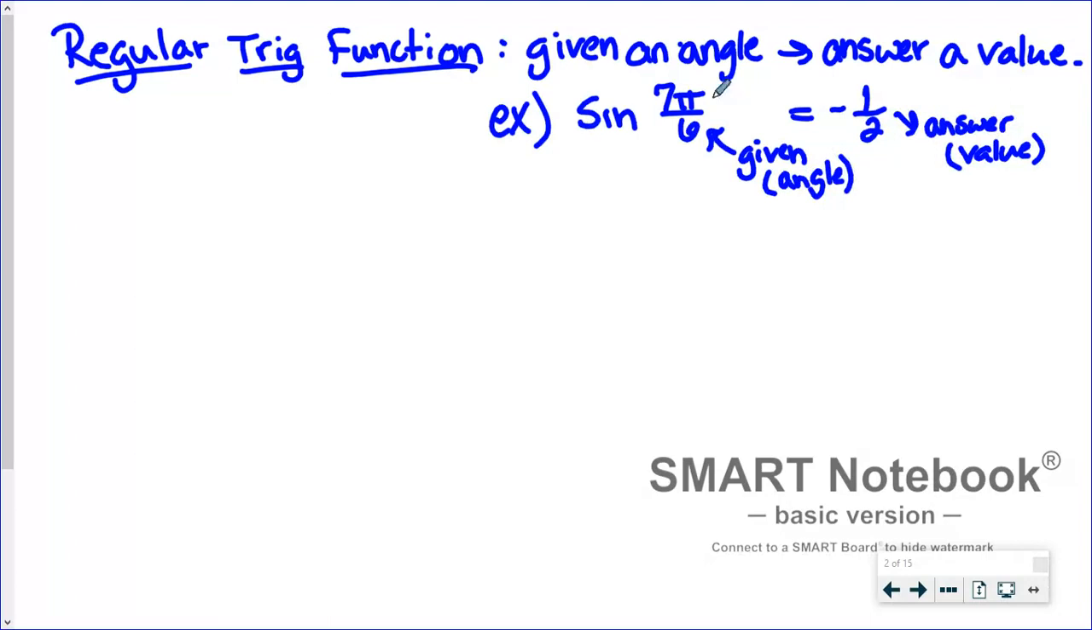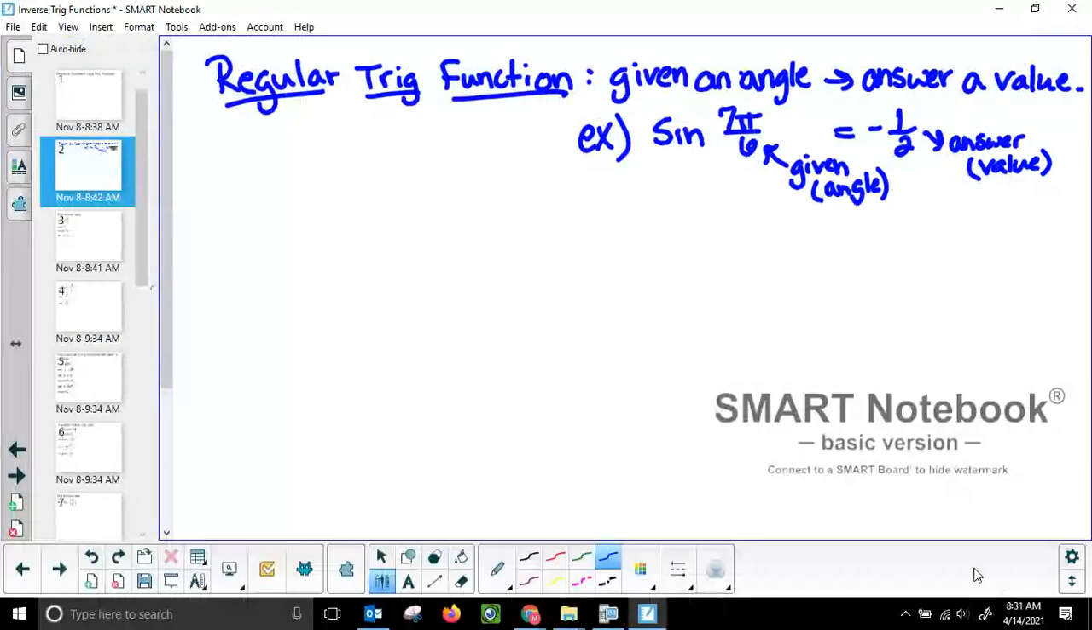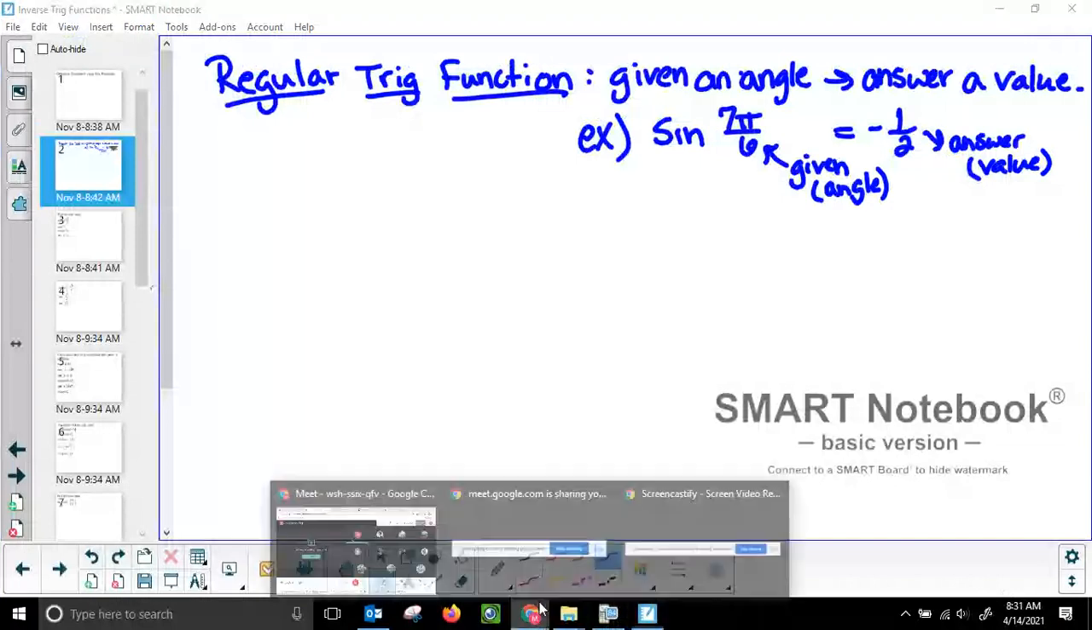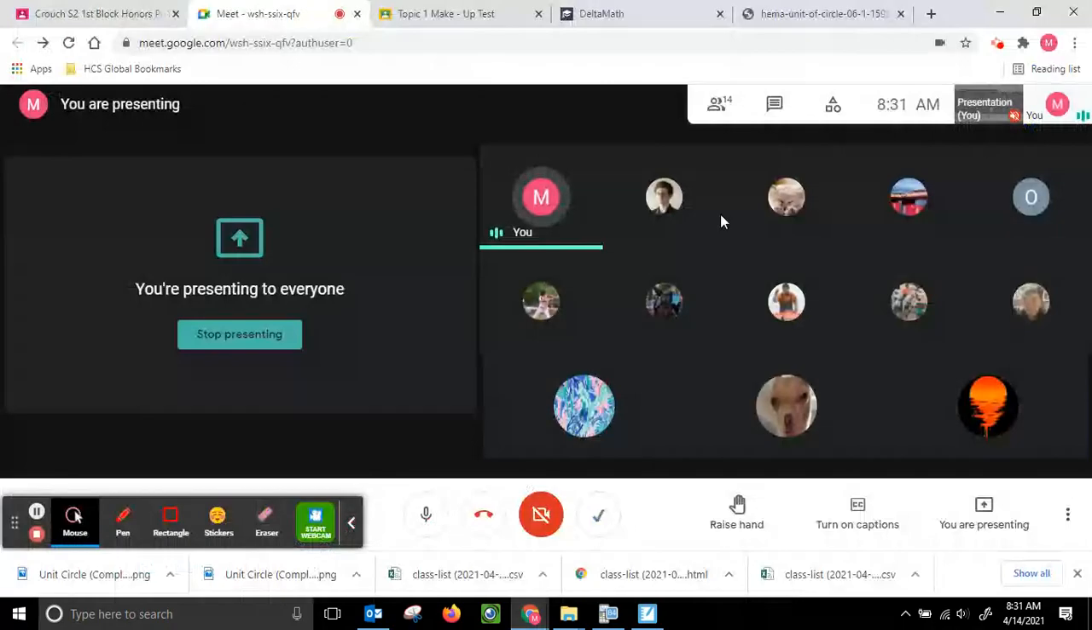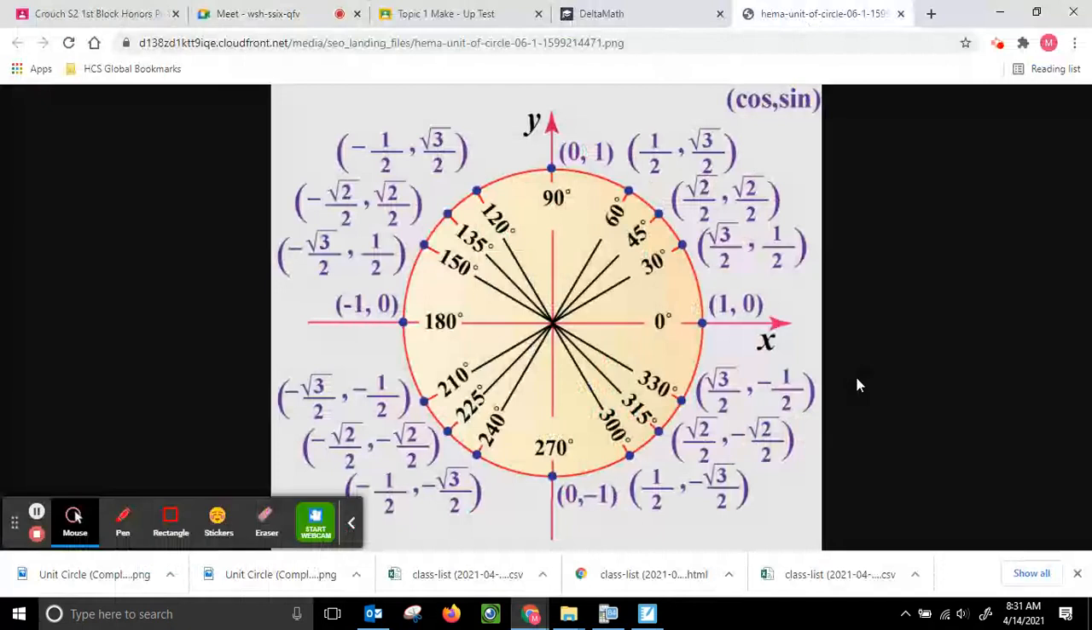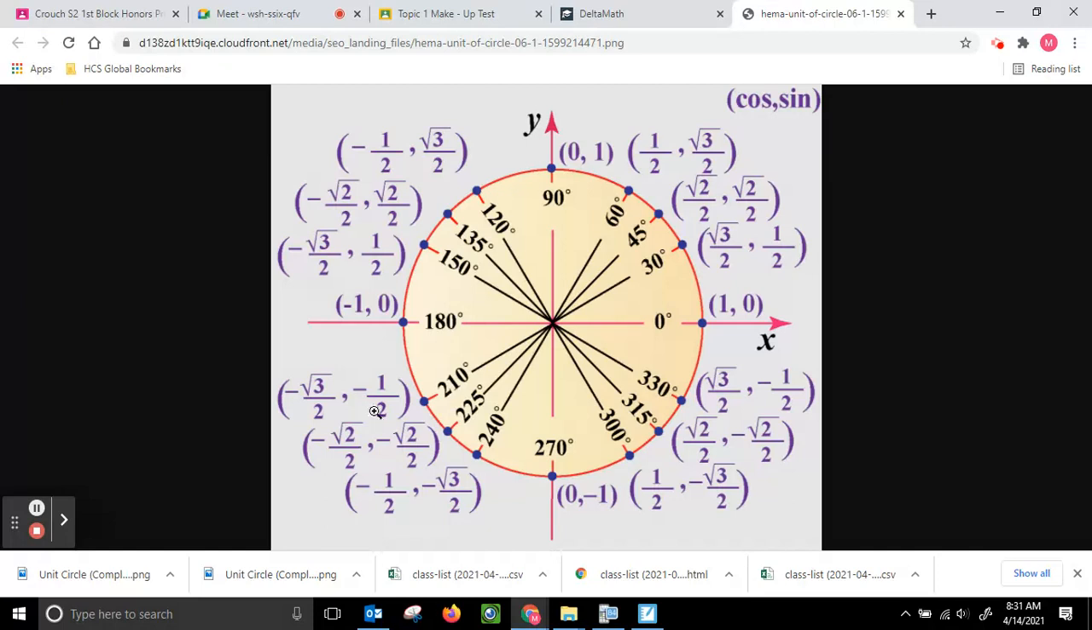Now if we don't remember why the sine of 7 pi over 6 equals negative 1/2, again, it's very important that we remember our unit circle. 7 pi over 6 is the same as 210 degrees. Our sine is our y coordinate at that angle. So that's why it equals negative 1/2.